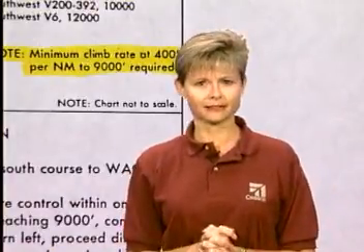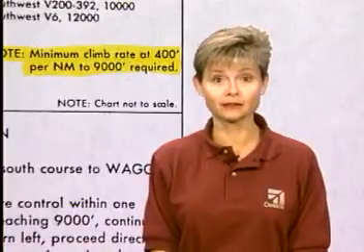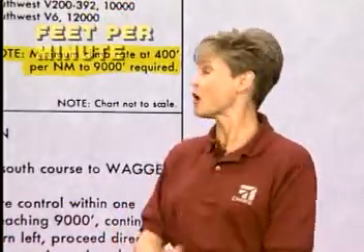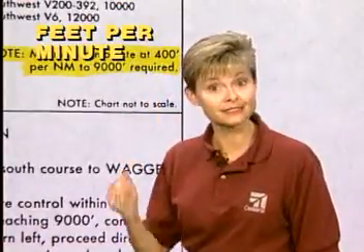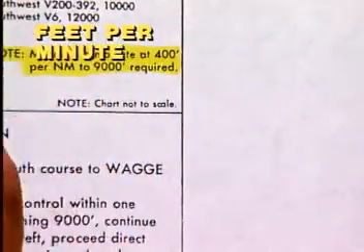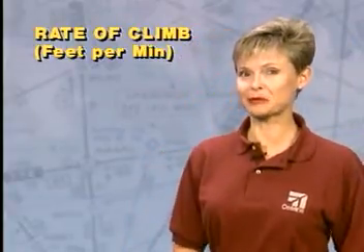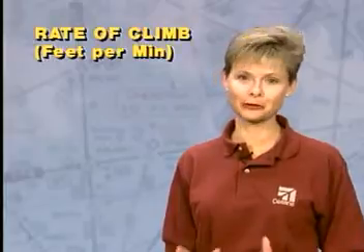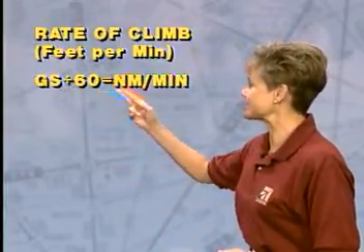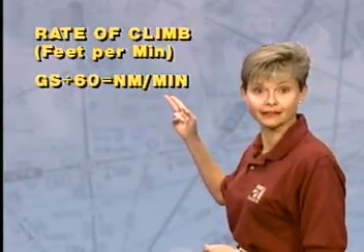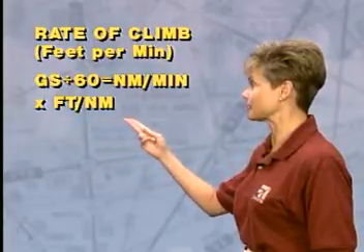Now, that's fine, but you don't have an instrument in your aircraft that tells you feet per nautical mile. Your information is all in feet per minute. So how do you convert that to something you can use? Well, one way to convert feet per nautical mile into feet per minute is with a very simple formula. First, divide your ground speed by 60 to get your speed in miles per minute. Then multiply that times the feet per mile.